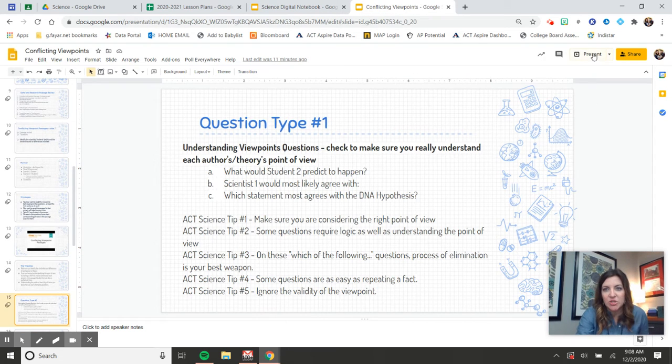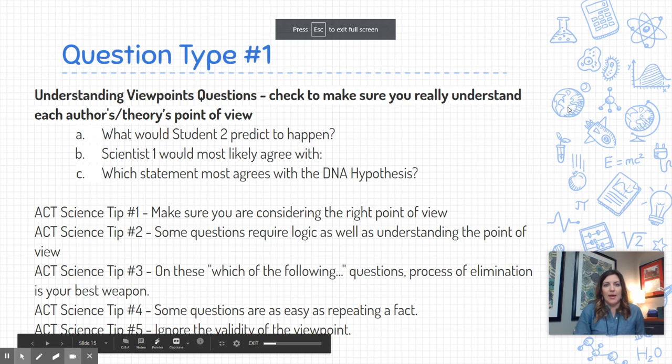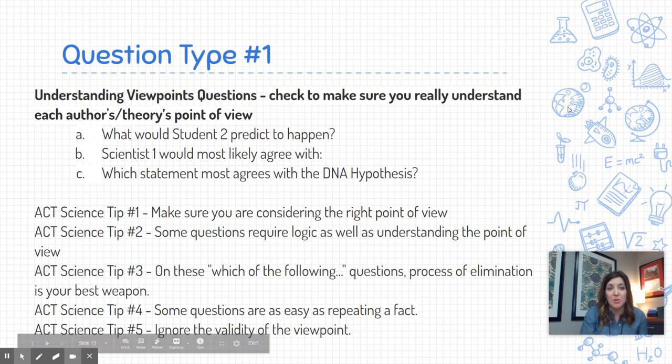Okay, the first one, just write what's in bold. Make sure you really understand each author or theory's point of view. So what would student 2 predict? What would scientist 1 agree with? What statement agrees with this DNA hypothesis? You're just making sure you're looking at the right point of view. You're using that locator. Sometimes you can use process of elimination. I would encourage you to ignore irrelevant viewpoints.